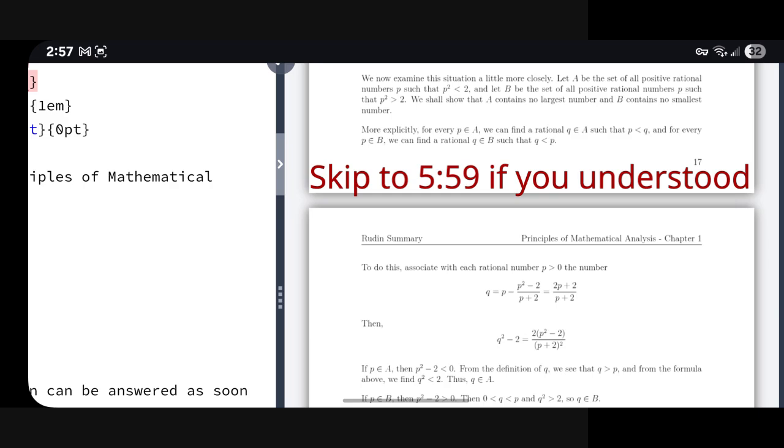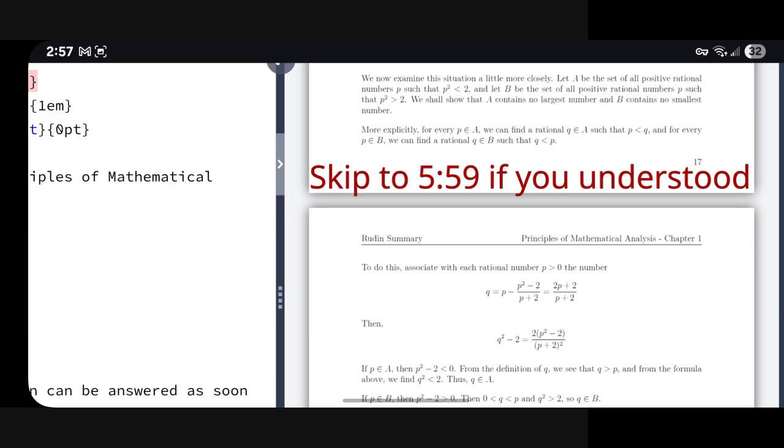So basically, if something is less than something, we can multiply the same thing on both sides if it's positive and get the same result. So that's what we're doing here. We get q squared is greater than p squared. So q squared is less than 2. And therefore q is in A.